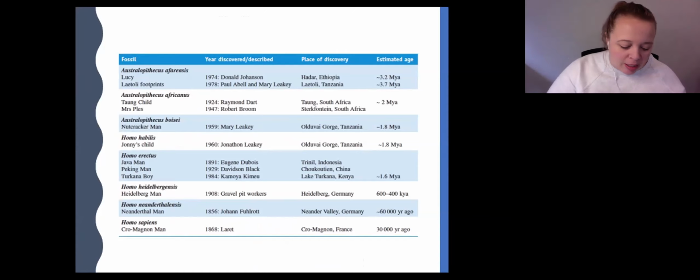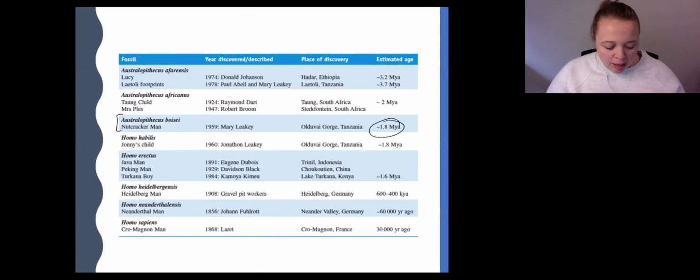Here's just a little bit of evidence about where they were discovered, when they were discovered. There's some other ones here. There's Australopithecus boisei. We've put him at about 1.8 million years old. Homo erectus, you can see we found him in Indonesia, in China, and in Kenya. Whereas all these guys here, they are only in Africa. We've only found their fossils in Africa, whereas Homo erectus, we found them in Africa, but we've also found them out of Africa.